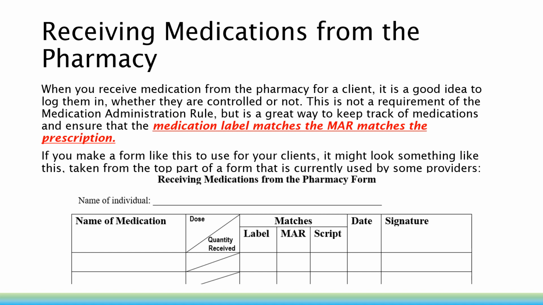If you make a form like this to use for your clients, it may look something like this, taken from the top part of the form that is currently used by some providers. Your form does not have to be just like this one. You may want to add a column for notes or for the name of the pharmacy or add time and date columns. Whatever helps you and your employer keep track of the medicines arriving at your facility.